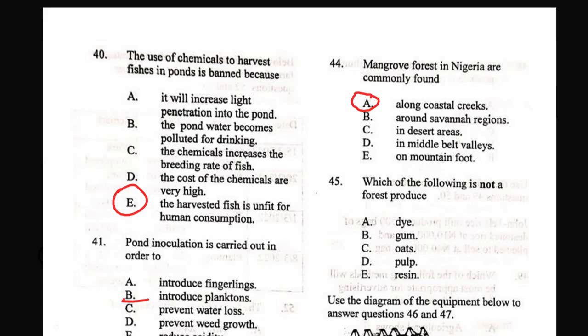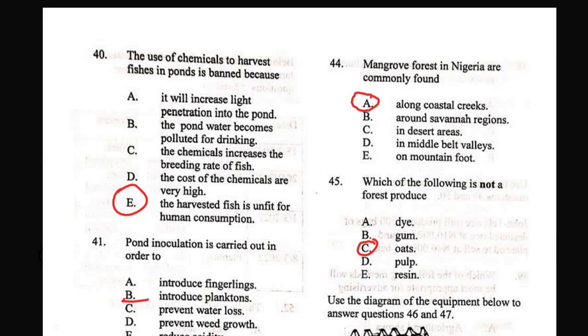Question 45 says, which of the following is not a forest produce? A. Dye, B. gum, C. oats, D. pulp, E. resin. The right answer is oats. Oats, like cocoa oats, are a type of cereal grain, not a forest produce.